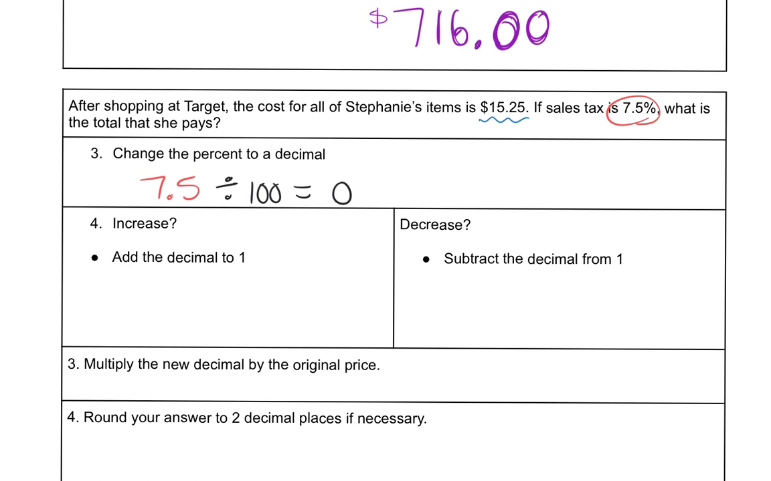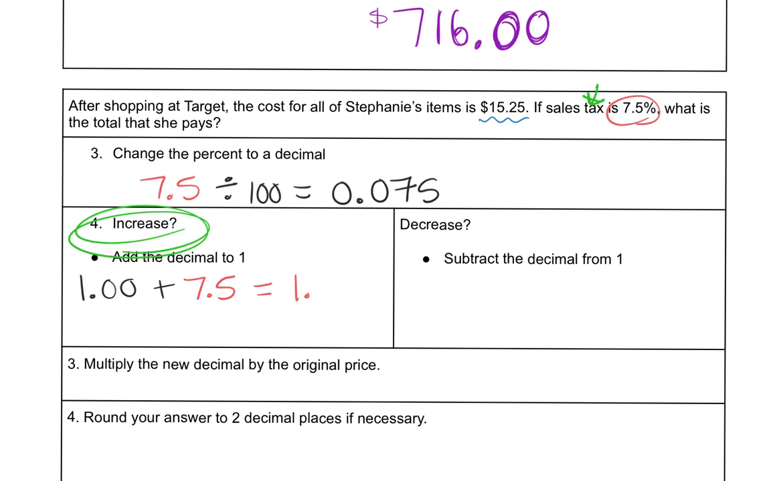Again, you can use a calculator. Please do. 0.075. We are talking about tax, which is extra money, which means that it's going to be an increase. So we take our 100% as a decimal, 1, and we add the extra percent that we're paying, 7.5%. It's 1.75. Nope, it's not. My goodness. This number, 0.075. It's 1.075.